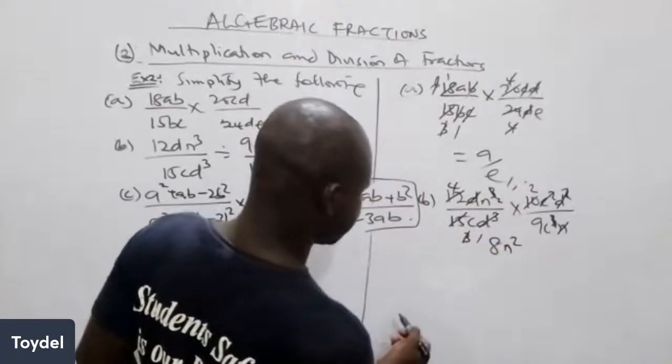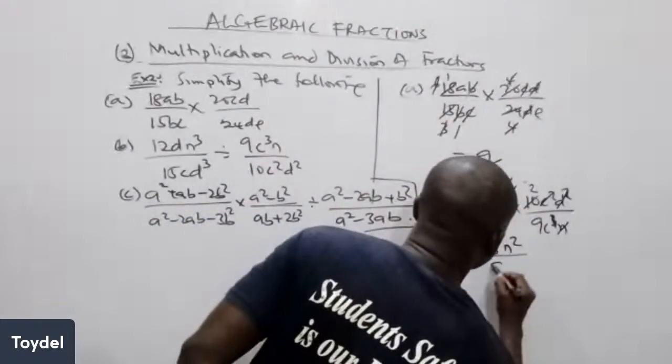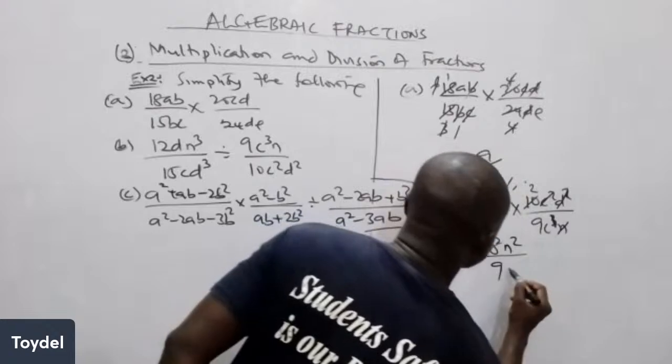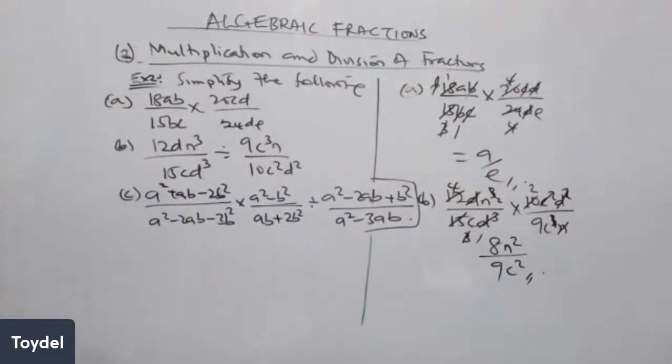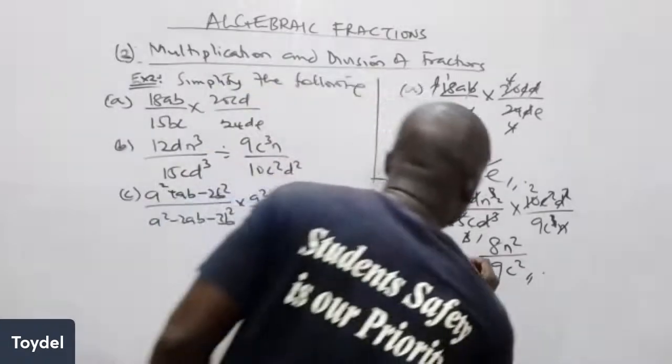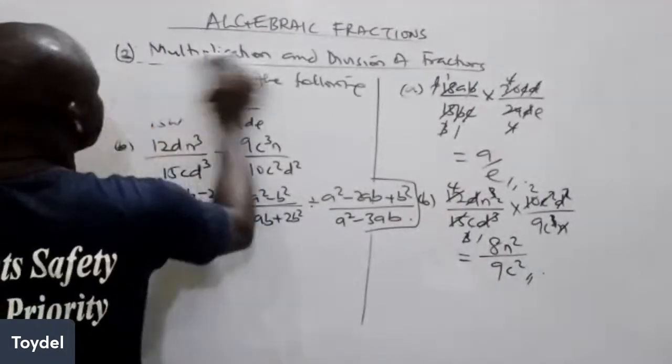I think we have cancelled out everything. Then at the denominator, we have 9. This is 1c, this is 1c. C squared. Please, let's check very well. If we have done our cancellation properly, I think that is what we are going to have. We are going to have the answer to be 8n squared all over 9c squared. And that's the answer. So we now go to the third one now.